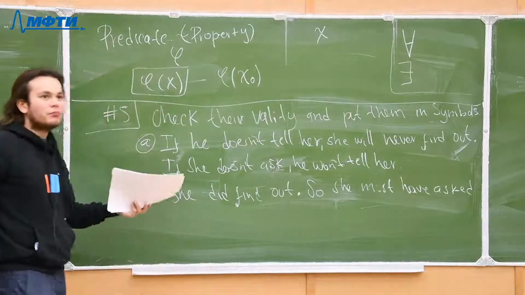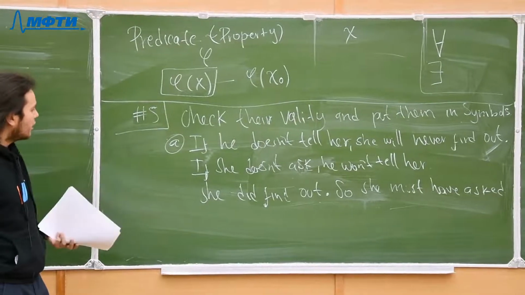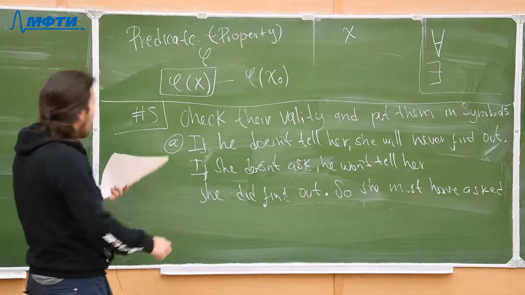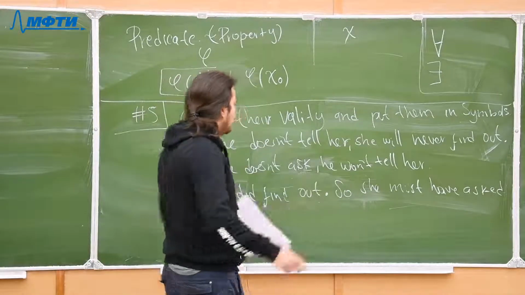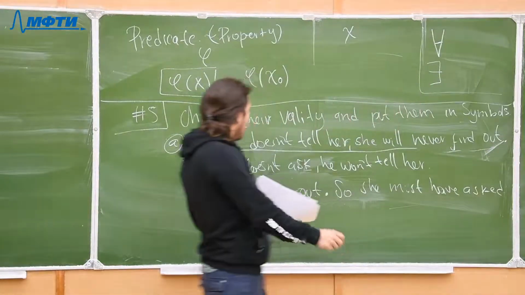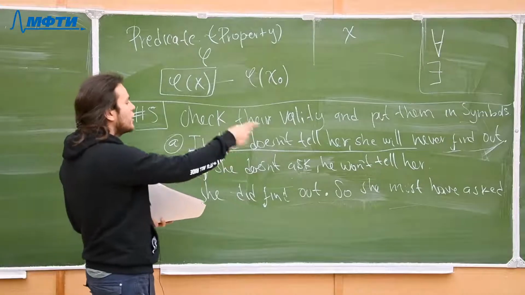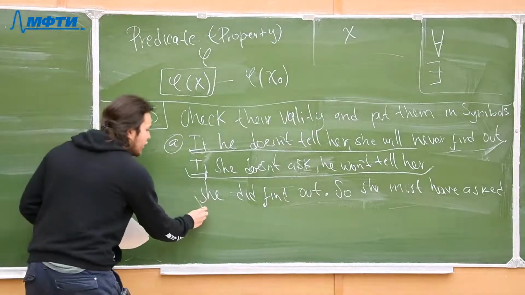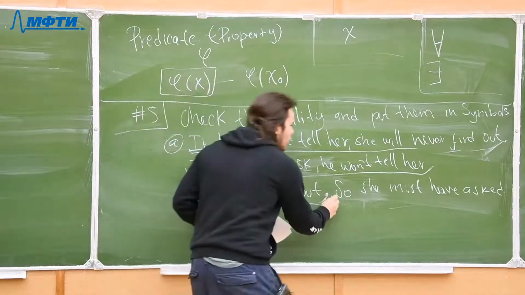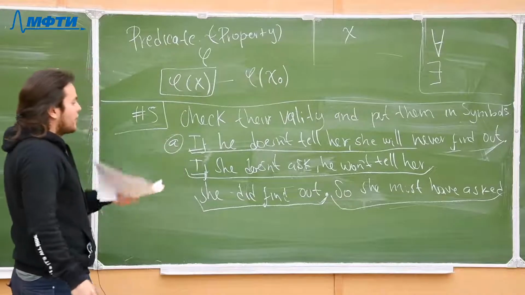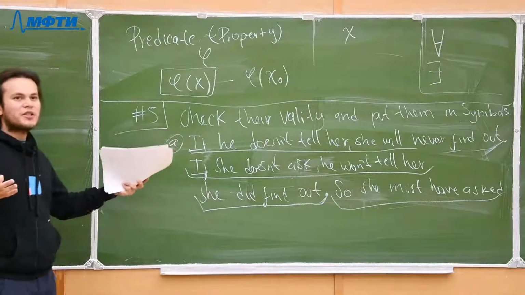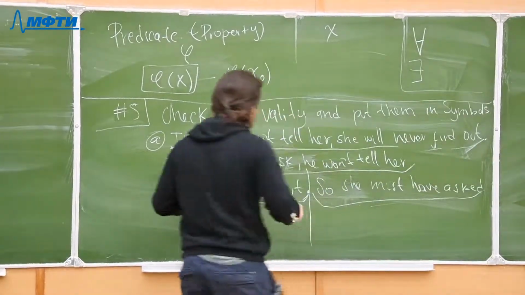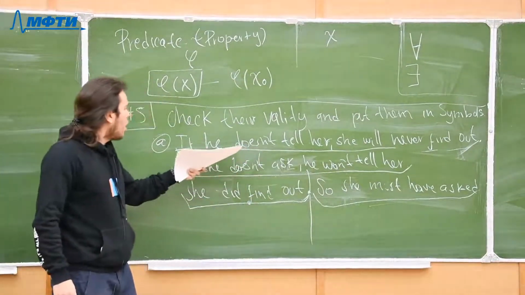So we have many statements here and many logical connectives. Let's find out. If he doesn't tell her, she will never find out. This is the first statement. Then, if she doesn't ask, he won't tell her. This is the second statement. And the third statement: she did find out, so she must have asked. So we have three statements, and how are we connecting them?